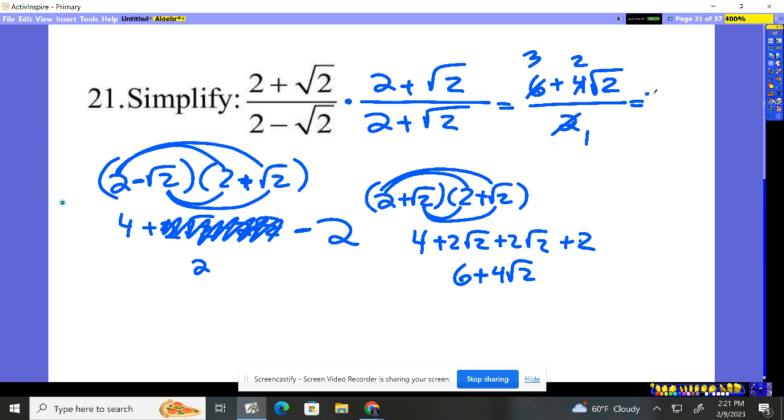So the final answer here, the top is 3 plus 2 root 2 all over 1, but anything divided by 1 is itself. So this is our final answer to 21.